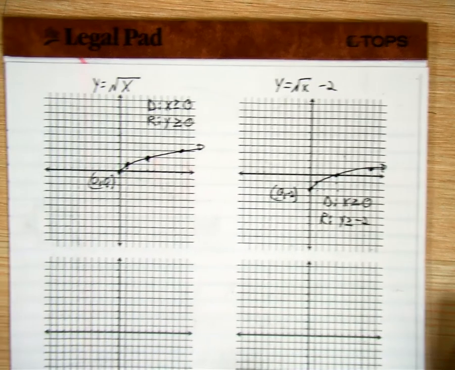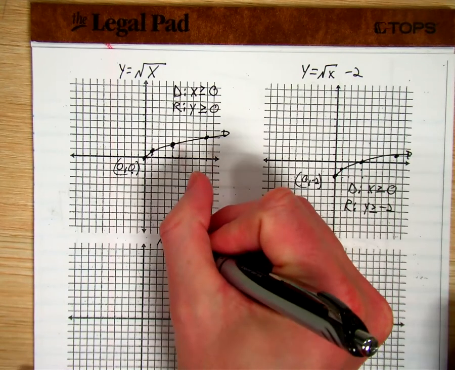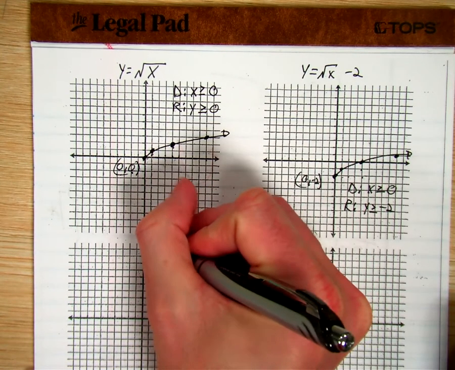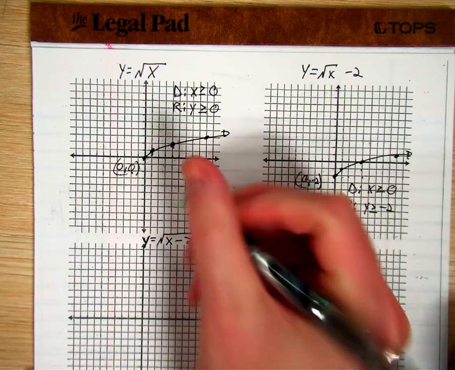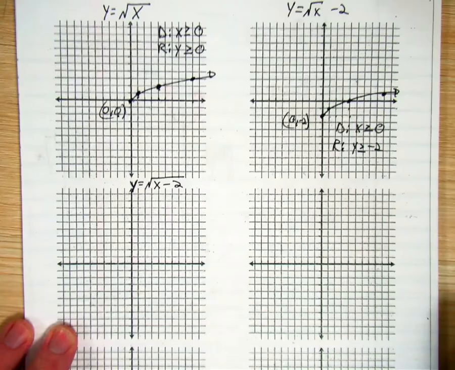Let's see what happens if I move that minus 2 inside the square root sign with x. How does that change things? Okay, go ahead and push pause and think about that one on your own for a little bit.